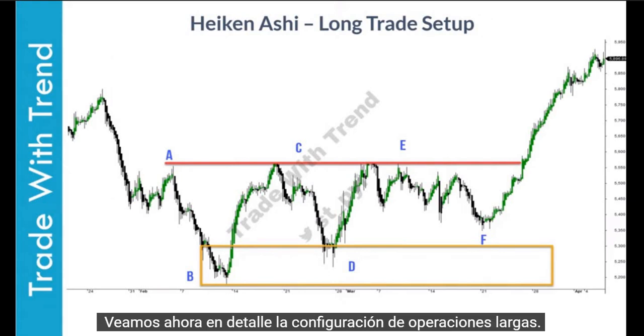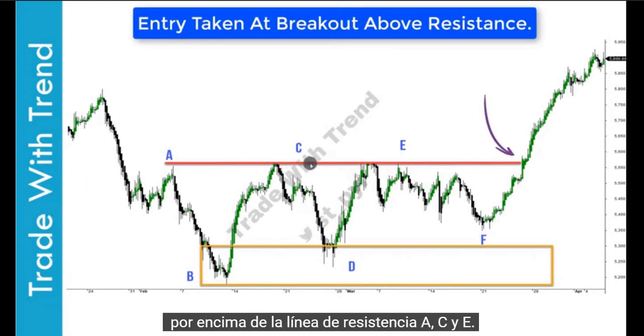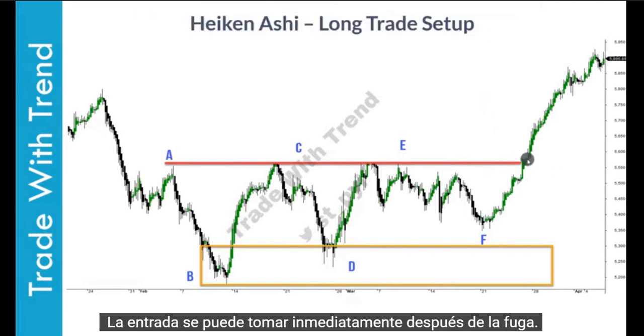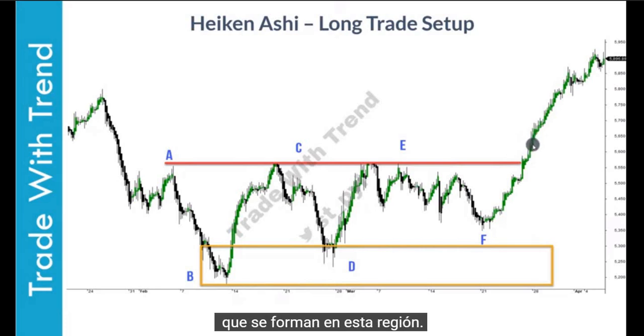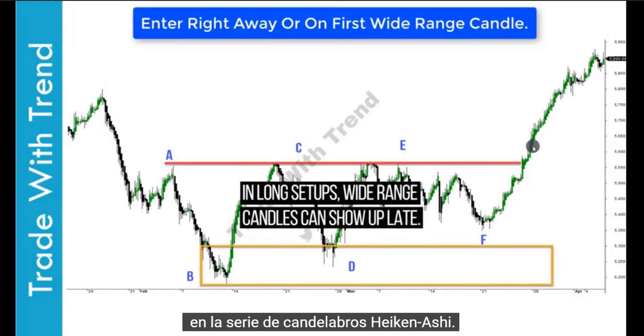Let us now look at the long trade setup in detail. Entry in this trading strategy is taken at time of breakout above the A, C and E resistance line. Entry can either be taken straight away after the breakout or it can be taken post the wide range Heiken Ashi candles that form in this region. Now this is very similar to what we discussed in the Heiken Ashi candlestick series.